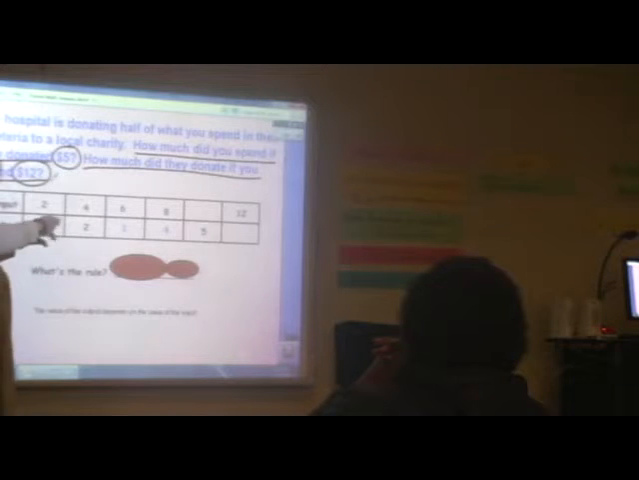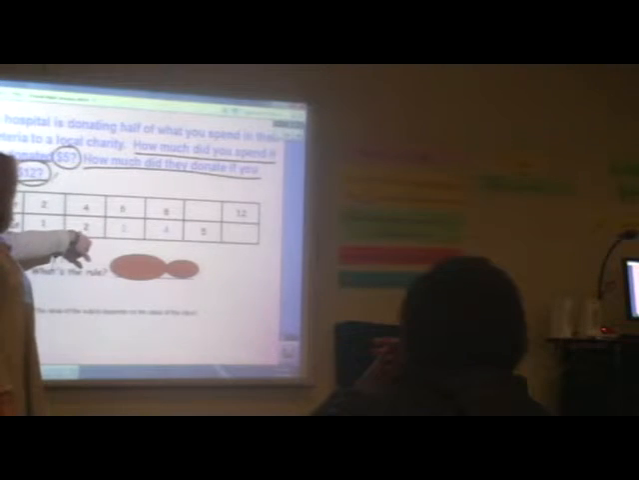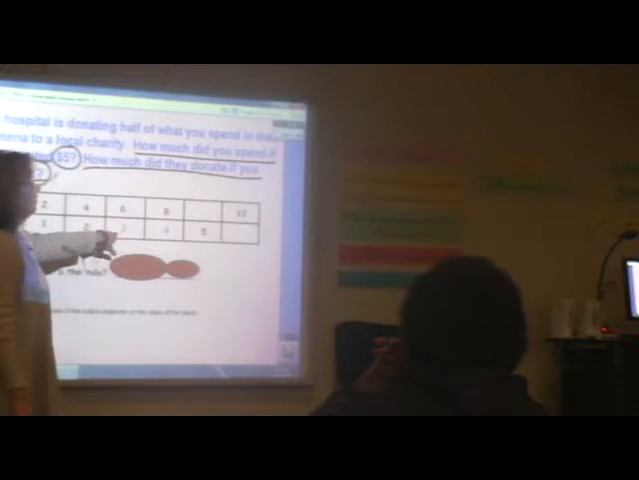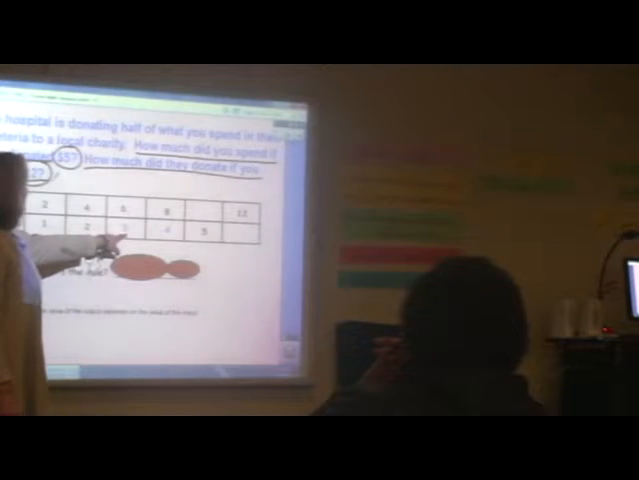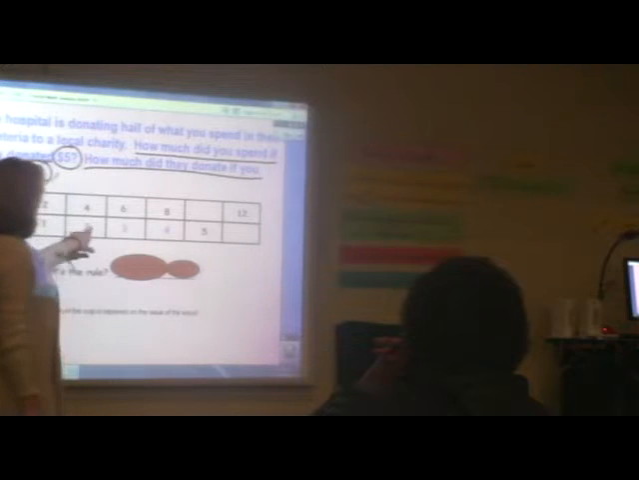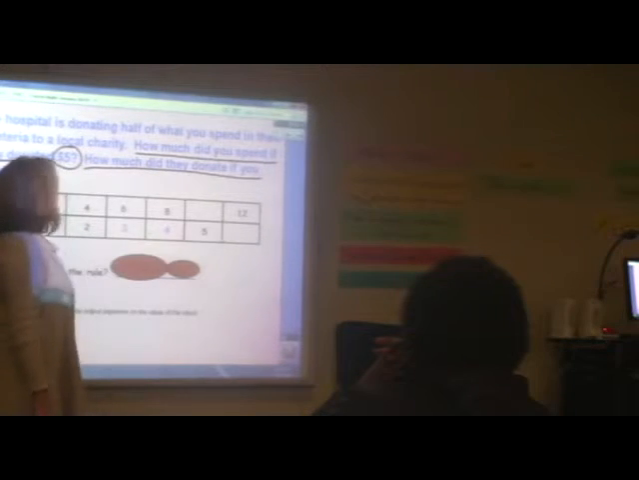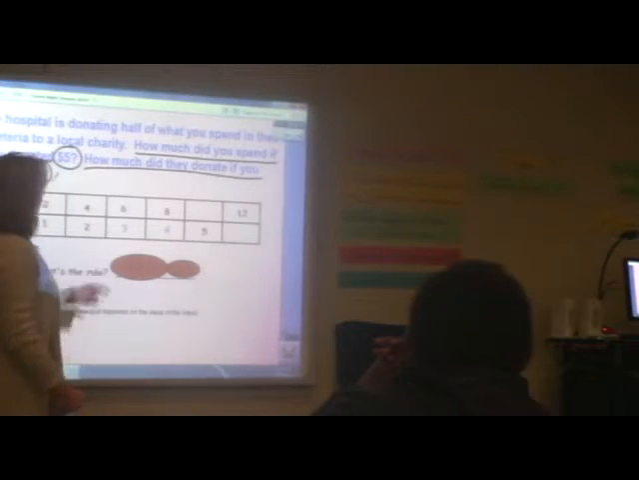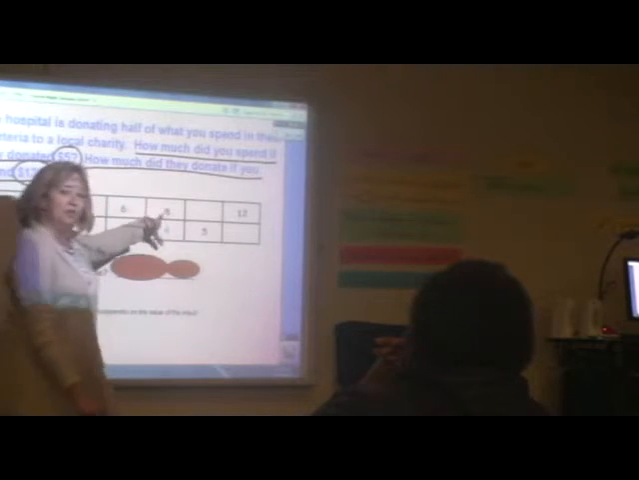1. Okay. If I spend $4, they're going to donate 2. If I spend $6, they're going to donate 3. Okay. And you know what? I see a pattern developing again. I see a pattern on the bottom also. All right. And so I'm missing a spot here. And can you figure out the rule?